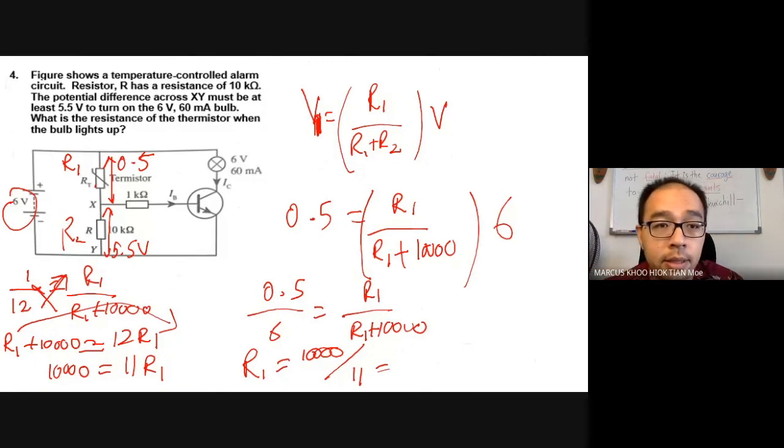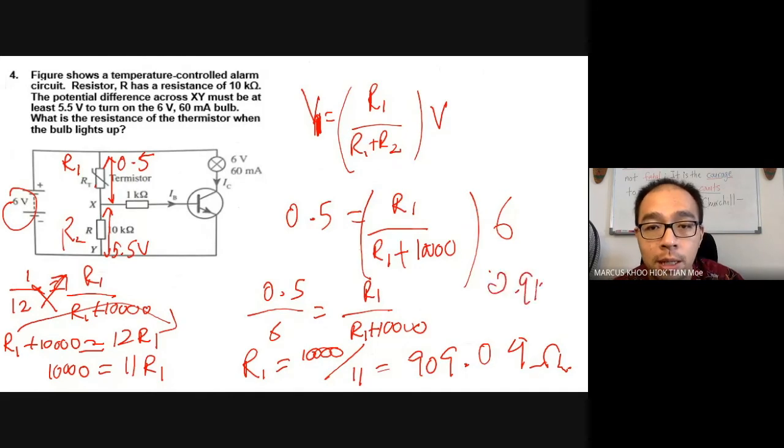909.0909 ohms, or basically about 0.9 kilo ohms. Very low resistance, correct, because it is hot. We want this to light up, so it has to have very low voltage. So this is high voltage, base current flows, collector current flows, the bulb will light up, and so on.